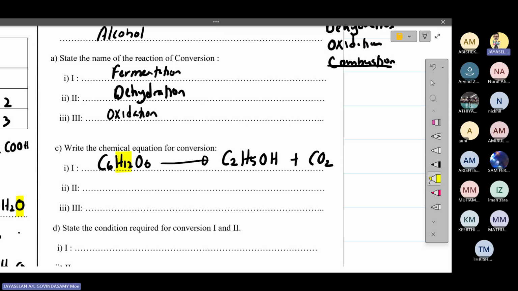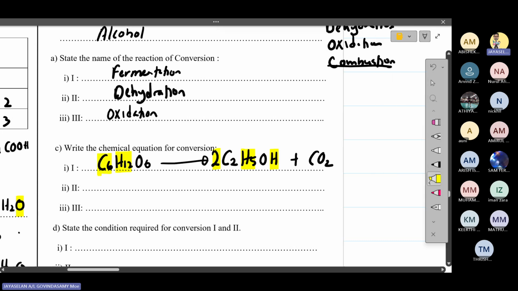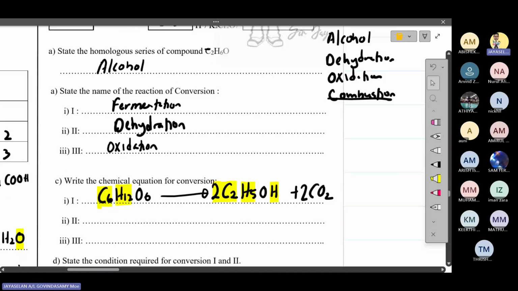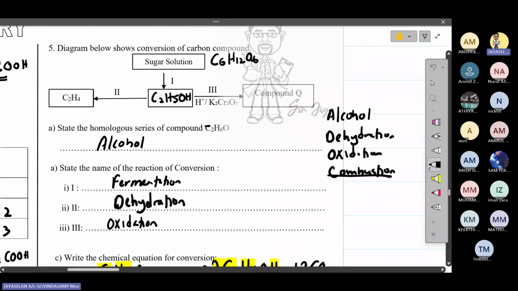Okay, balance the equation. First you balance hydrogen. Hydrogen 12, put 2 here. Hydrogen 6 plus 1, 6 times 2, 12. Got it? Next, you balance carbon only. Carbon 6, carbon here 4, plus 2, 6. So you already scored 2 marks. Any question? No question. Okay, now I go for conversion number 2.